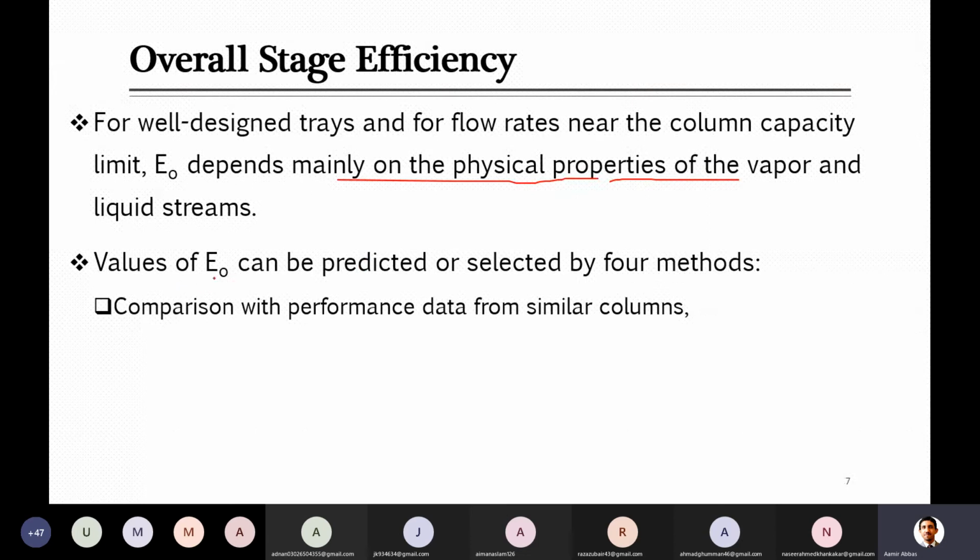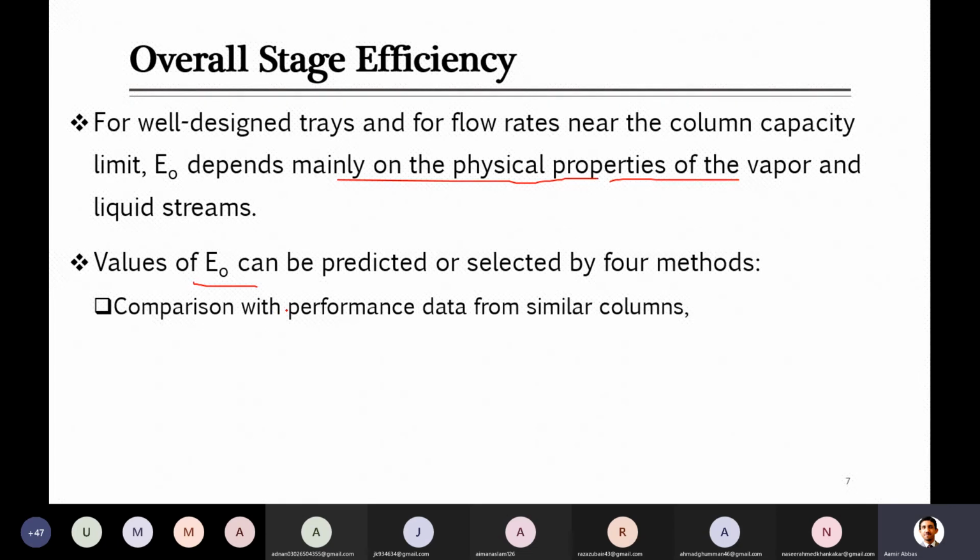So this value of overall efficiency can be predicted, as per the discussion in your textbook, by 4 methods. We can use a number of methods, and 4 methods are commonly discussed or used. The first one is comparison with performance data from a similar column. If we are looking at the efficiency of some column, that is, how well it will perform, we can compare it with the efficiency of a column which is already installed and performing the separation, and how efficient that column is.